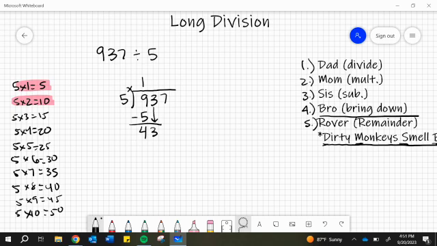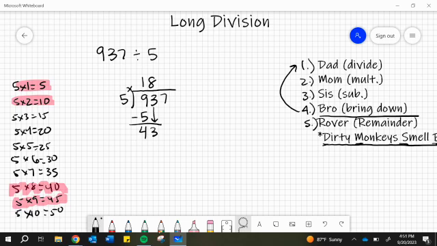Okay, now I ask myself, I go back to the very top. I go back to my division. How many 5s can fit into 43? I can come off to the side. Well, I know 5 times 9 is 45. I don't want to go over 43. So what I do is I'm going to go right below it. 5 times 8 is 40. And again, I write 8 at the top of my division bar.